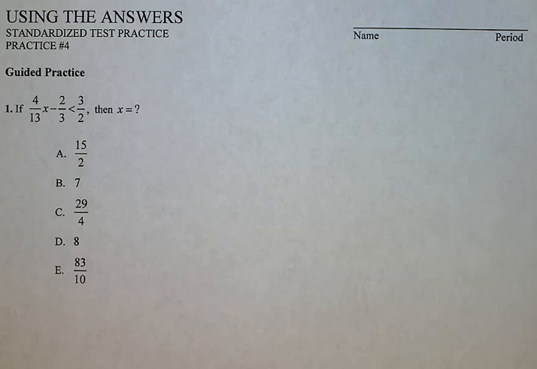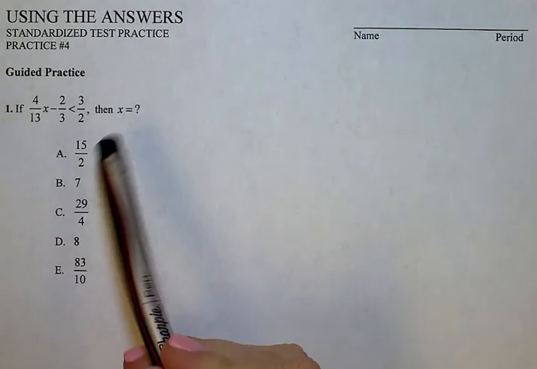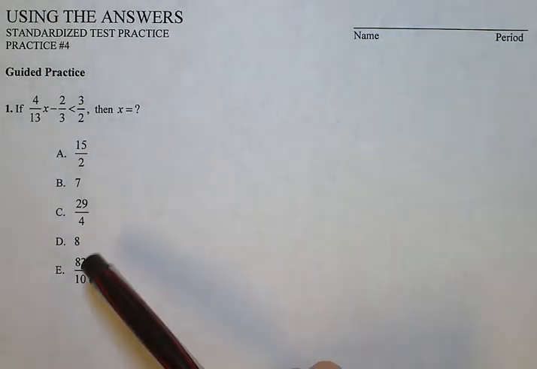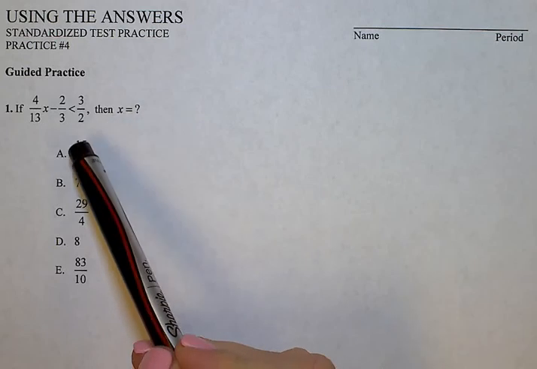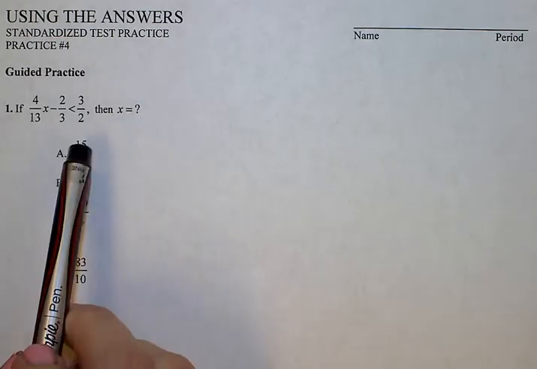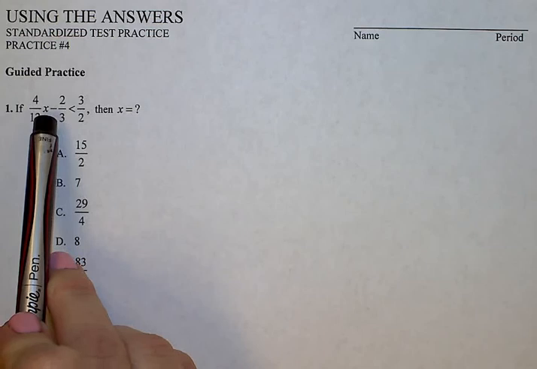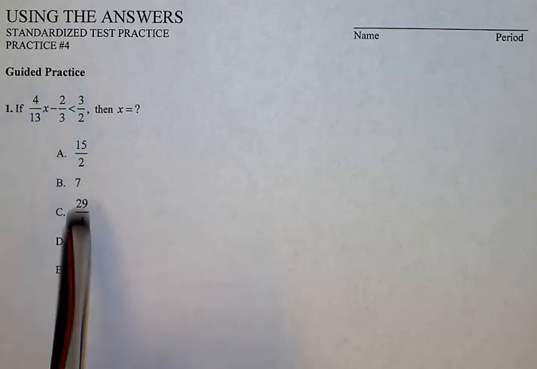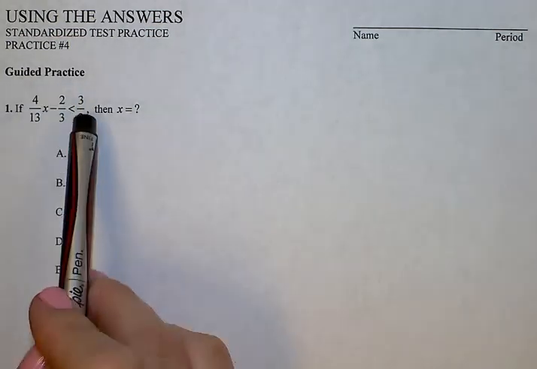This problem is going to appear to be difficult to most students, but using a calculator and the answer choices, we can make it easy. So we are going to substitute in each one of these choices for x and find out which one of these choices creates a value that is less than 3/2.